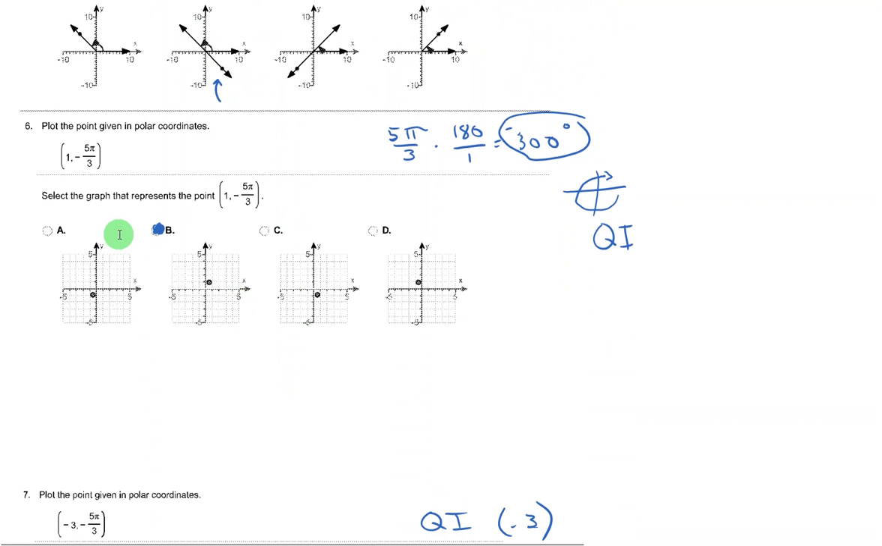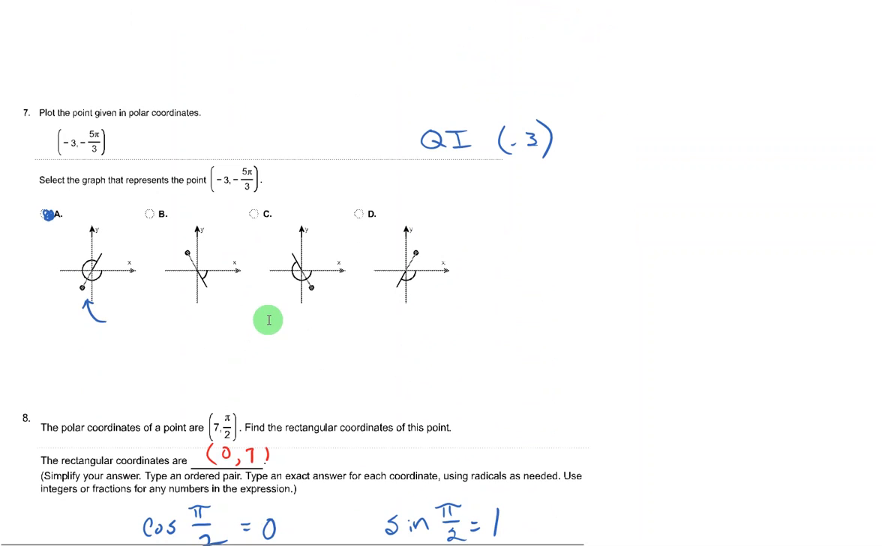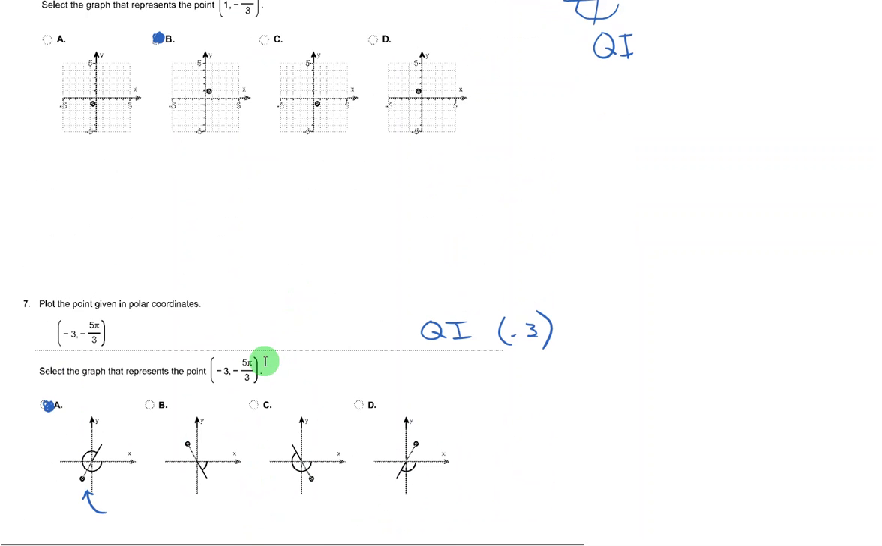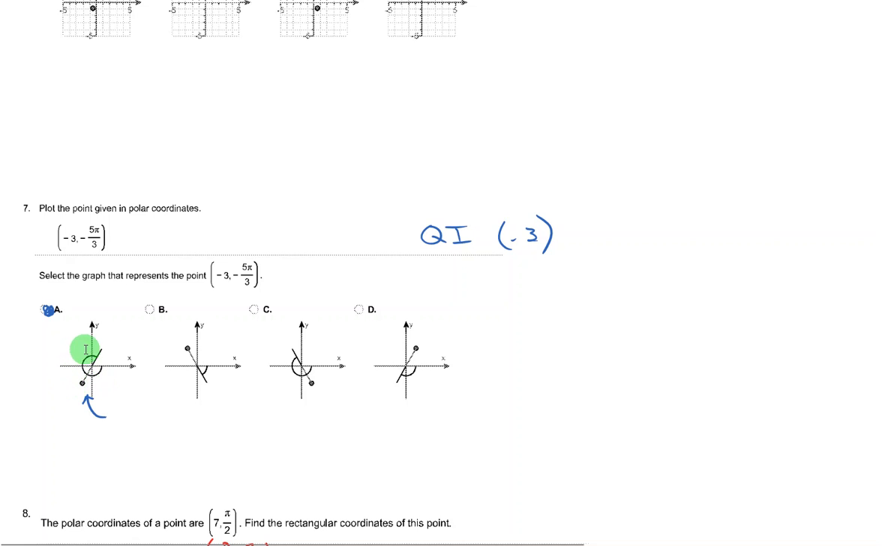1, -5 pi over 3. Well, 5 pi over 3 is 300 degrees, but it's -300. So if you start here, you're going to go this way and end up back in the first quadrant and up 1. So it should be there. -3, -5 pi over 3. Again, -5 pi over 3, you're back here, but you are going negative on the r, so you go down 3 and you'll end up in quadrant 3.